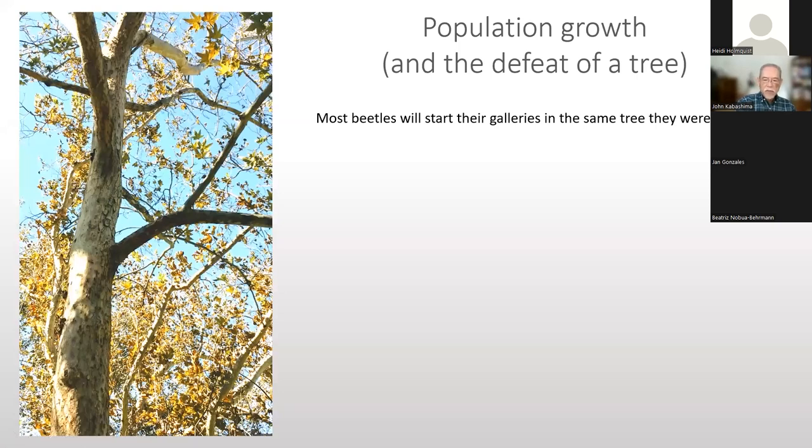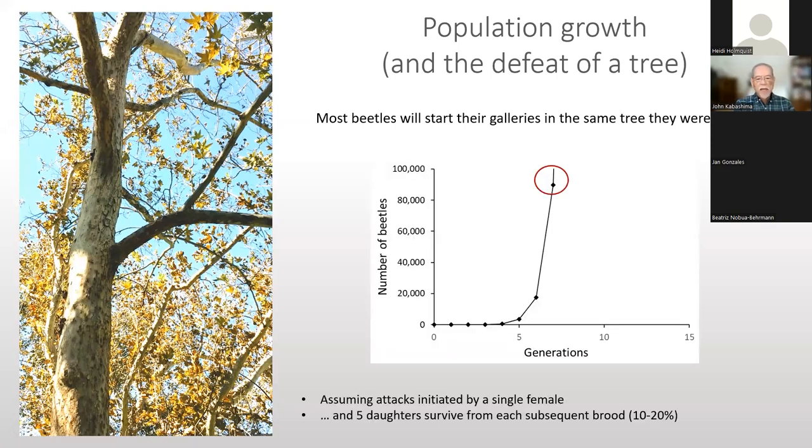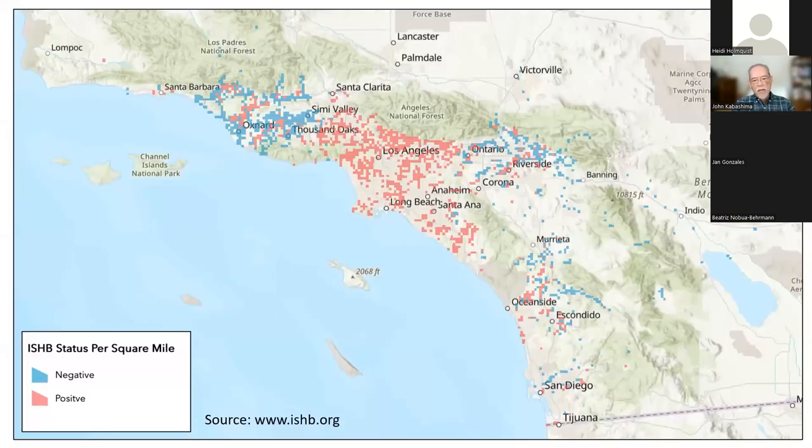So most of the beetles will start their galleries in the same tree they were born in. And after about 5 or 6 generations, they can build up. One female can actually produce a phenomenal number of beetles. And then once the tree is starting to decline and the populations of beetles have increased dramatically, then they will fly to other trees.